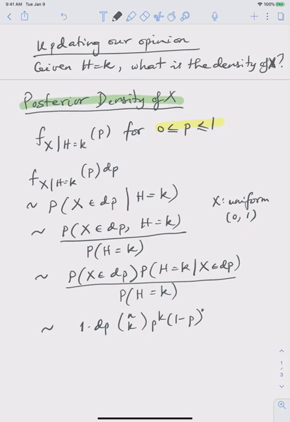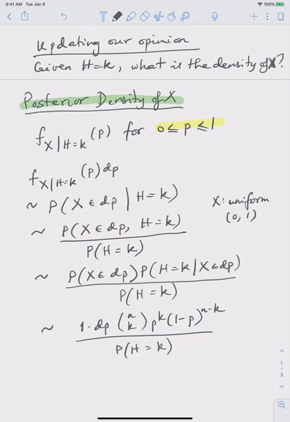You will remember from an earlier discussion of conditioning on a continuous variable that saying that X is equal to P is essentially the same as giving the condition that X is in dP. Okay, so that's the numerator, and then you notice that I'm just refusing to calculate the denominator. Why?